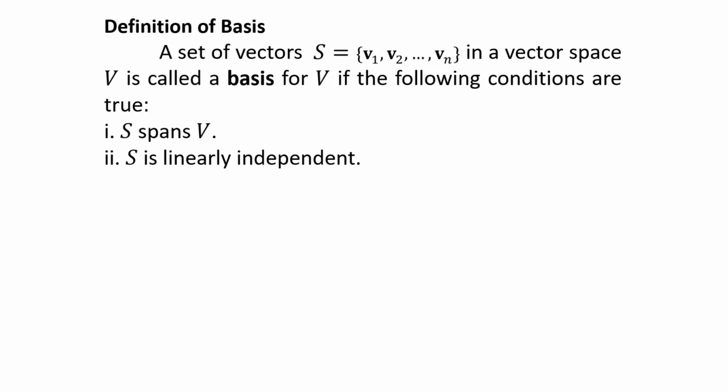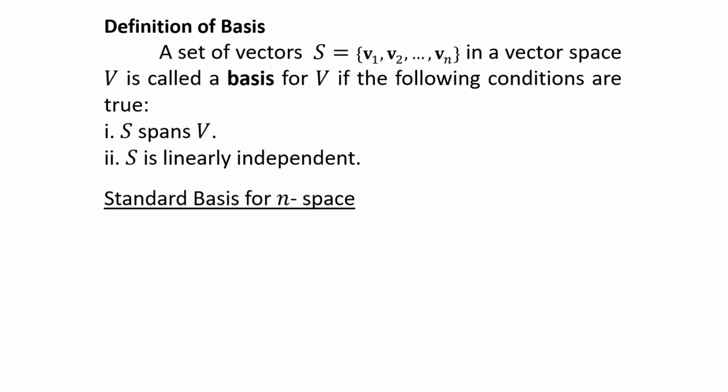Recall that a set S spans V if every vector in V can be written as a linear combination of vectors in S. Also, S is linearly independent if the vector equation c sub 1 times v sub 1 plus c sub 2 v sub 2 plus and so on up to c sub n times v sub n equals 0 has only the trivial solution. So do not forget those two ways to show that S spans V and S is linearly independent.